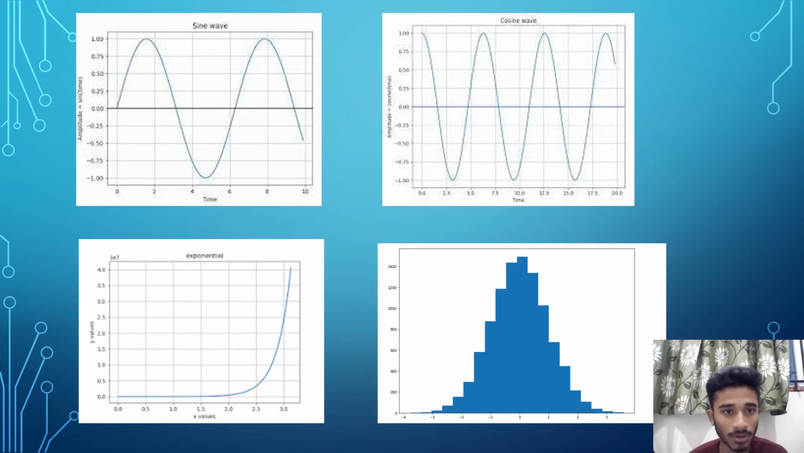So in this slide, I'm going to show you how the output comes. The output of sine wave comes like this, cosine like this, exponential like this, and this is our histogram. So in this format we'll get the output. Moving on to the next slide, we are going to define our final problem of this session.